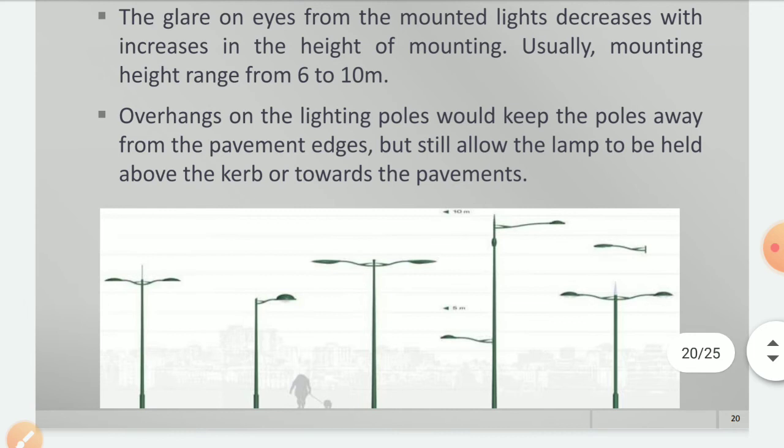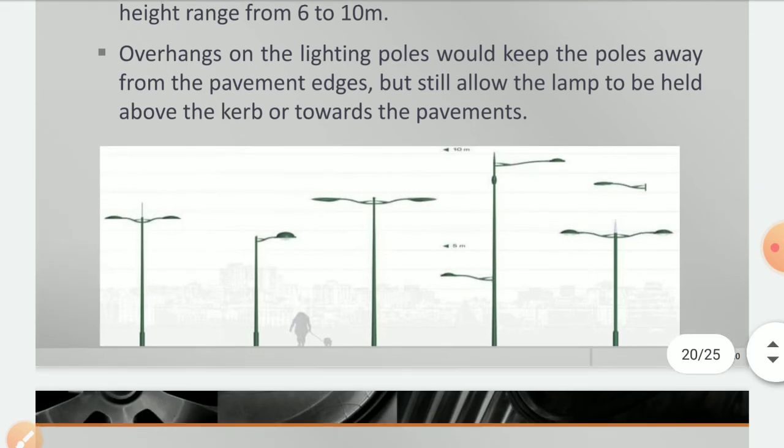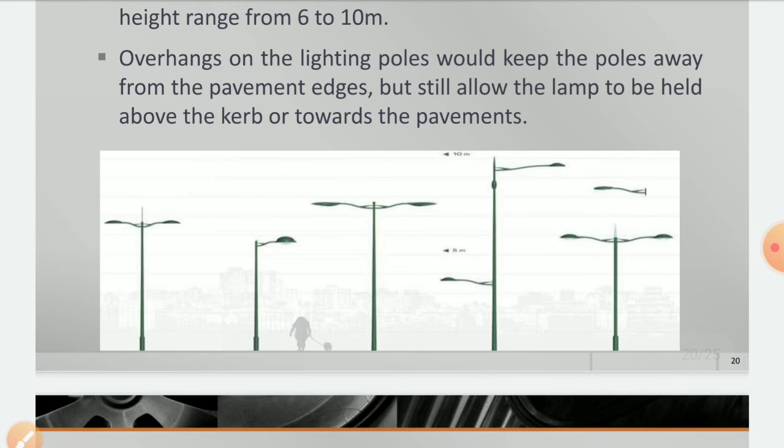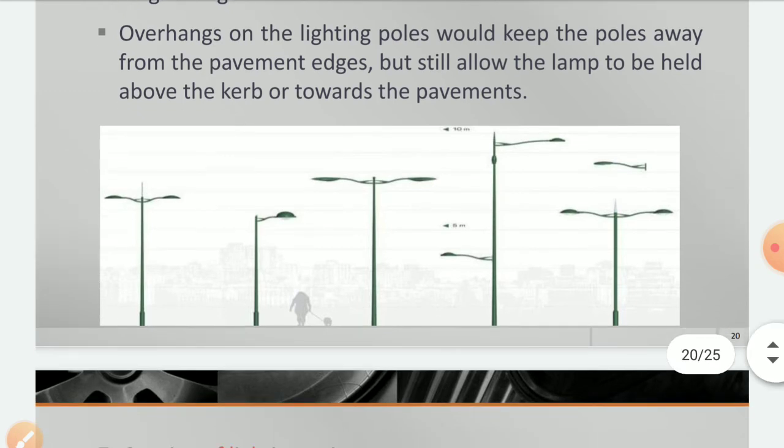The overhang on the street lighting poles keeps the poles away from the pavement edges, but still allows the lamp to be held above the curbs or towards the pavement. So the poles are placed in the middle, and the lamps are always faced towards your pavements.